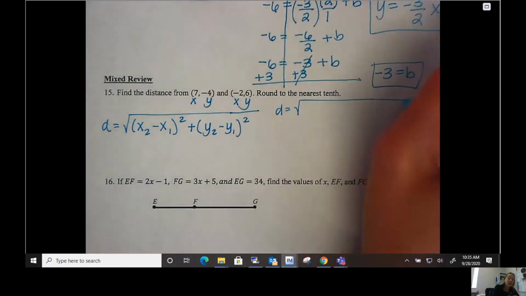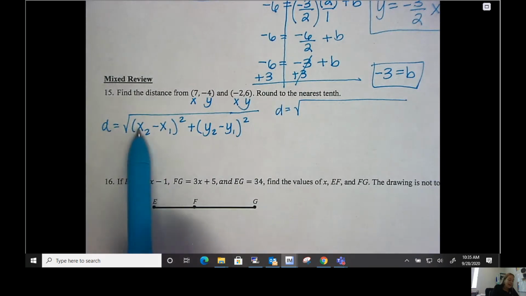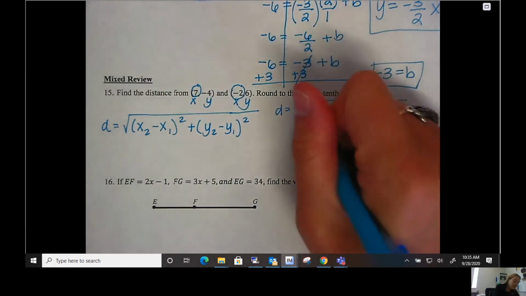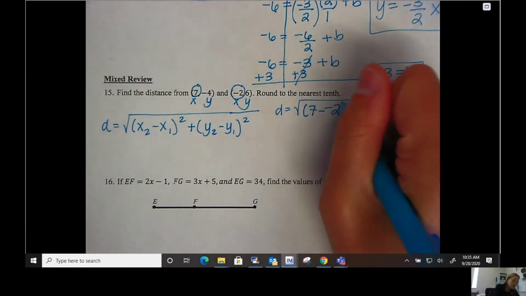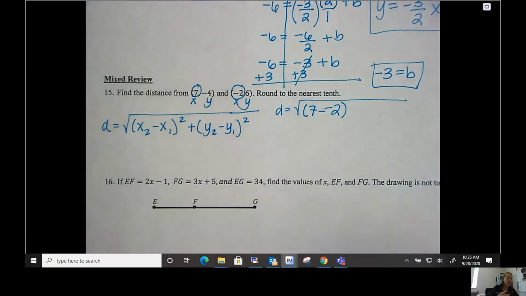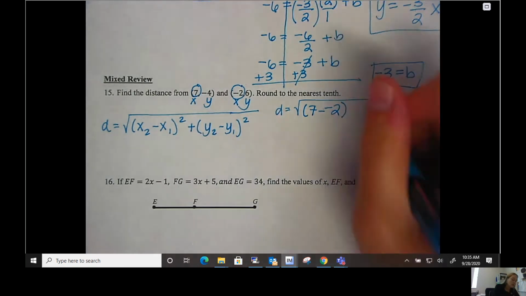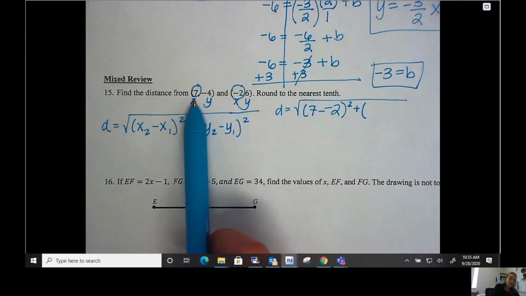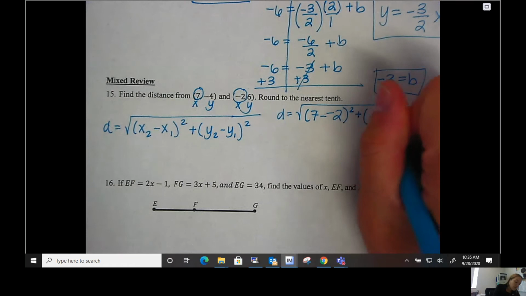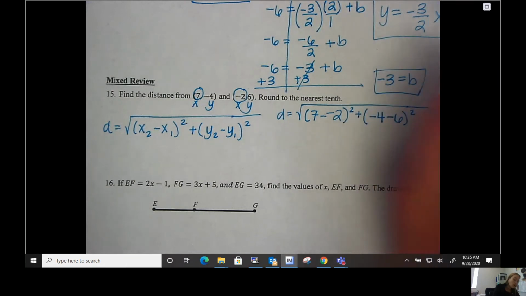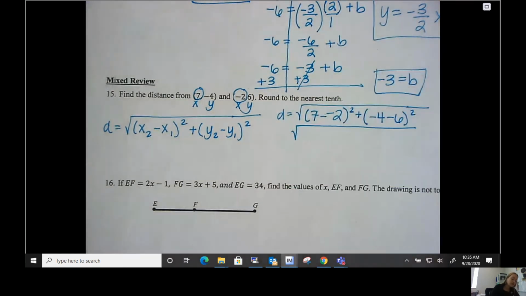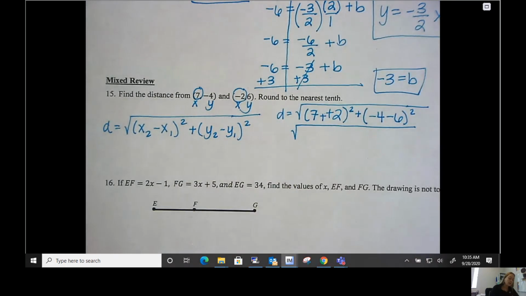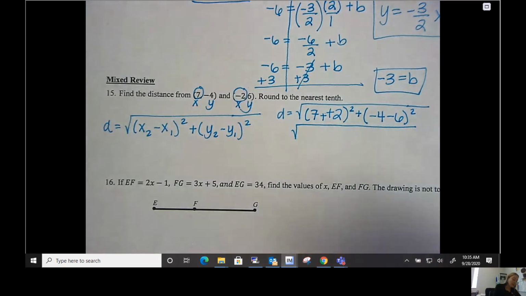So I'm just going to plug my numbers into the equation. If I subtract my x's, I get 7 minus negative 2. And you can do negative 2 minus 7. It doesn't matter as long as you keep the order the same for both. Square it, plus, now I'm going to subtract my y's since I started over here with my x's. I'm going to start over here with my y's. Negative 4 minus 6. Order of operations says I do parentheses first. 7 minus negative 2, minus a negative becomes plus. So 7 plus 2 gives me 9.